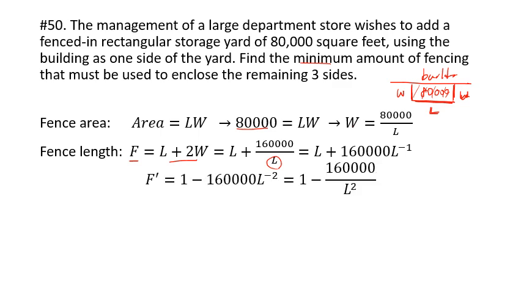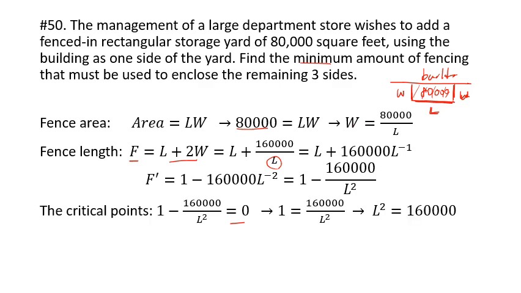So f prime of L is 1, and then negative 1 brought down: negative 160,000, with the power 1 less, negative 2. It becomes 1 minus 160,000 over L squared. The critical point is where this value equals 0. In other words, 1 equals 160,000 over L squared. We multiply L squared on both sides, then L squared is 160,000. We take the square root of both sides. L is 400. Okay, so L is 400.